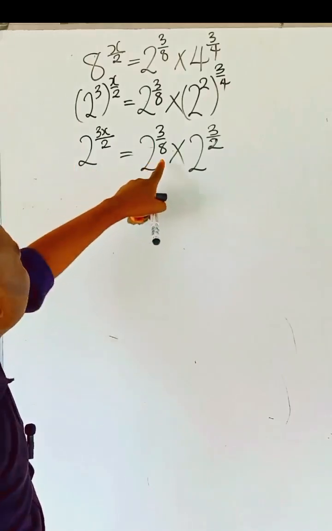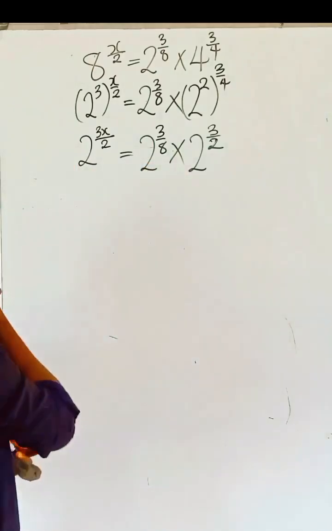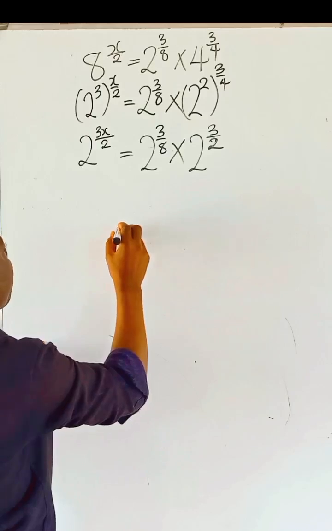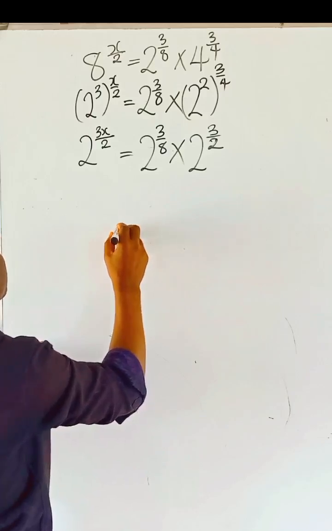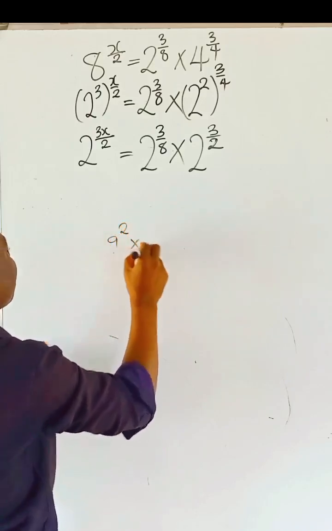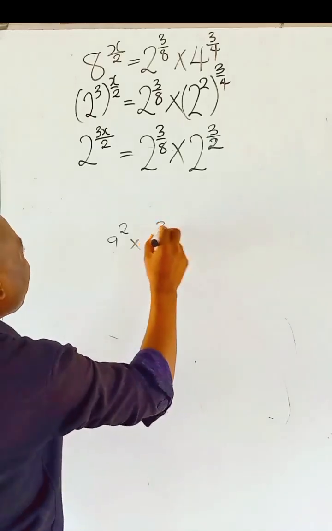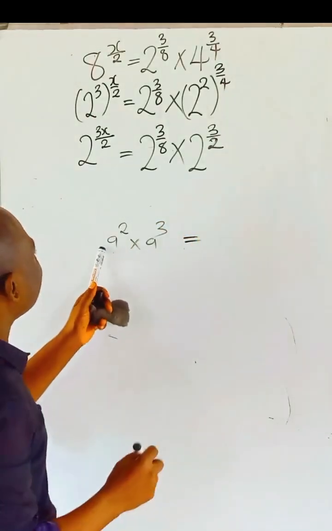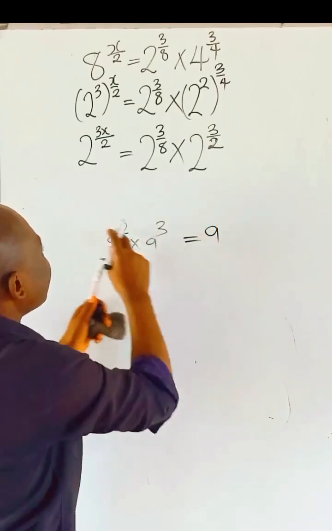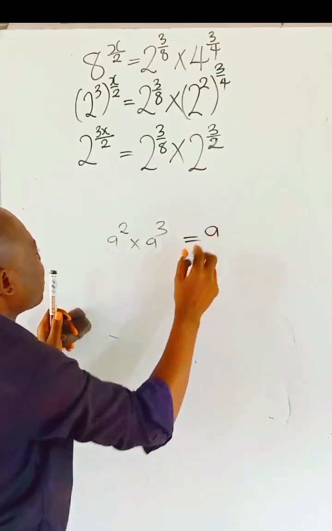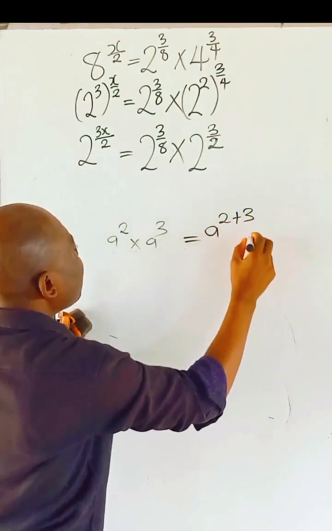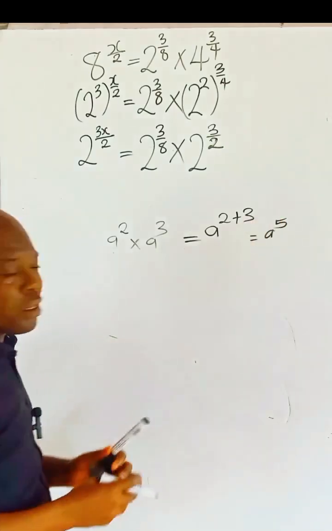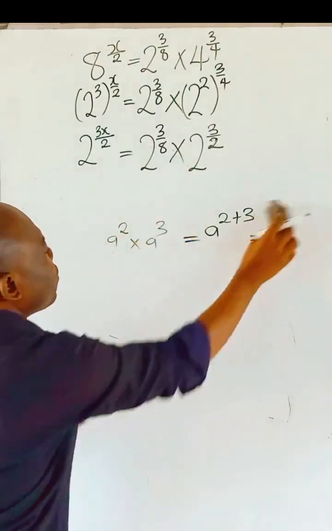In one of the rules, we are told that when we have a raised to the power of 2 times a raised to the power of 3, they have a common base. You pick the base and then add the powers, which is 2 plus 3, and we'll be having a raised to the power of 5. So that's what we're going to do in this one.